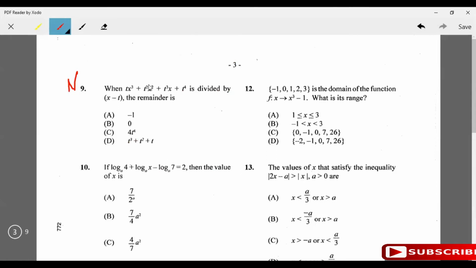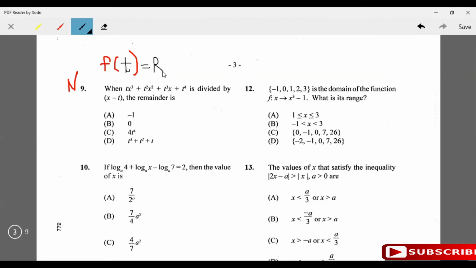All right, so you can call this function f of x. That's our f of x, right? F of x is all of this function, but we don't want f of x. They said when it is divided by x minus t, what's the remainder? So f of t is going to give us the remainder r. All right? So we need to find what is f of t.